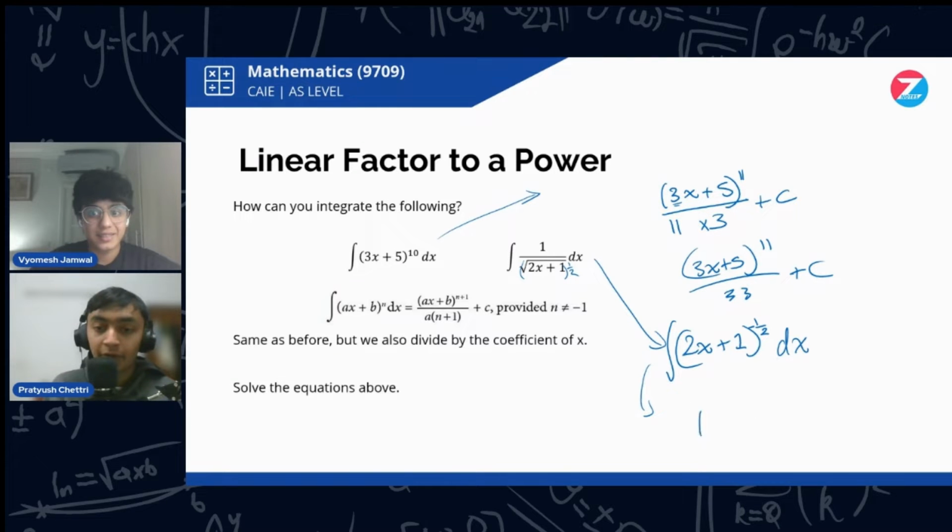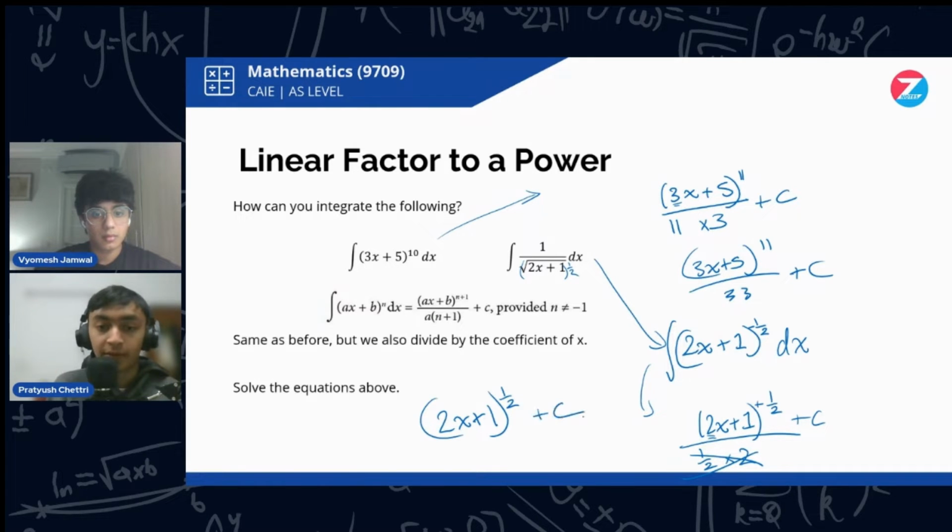Increase power by 1, 2x plus 1 around the brackets, plus 1 half. And then I'm going to divide by 1 half, and then the thing inside the brackets. So 2. These two cancel. So my answer, plus c, just becomes the square root of 2x plus 1, plus c. Okay, that's my answer for this integral.